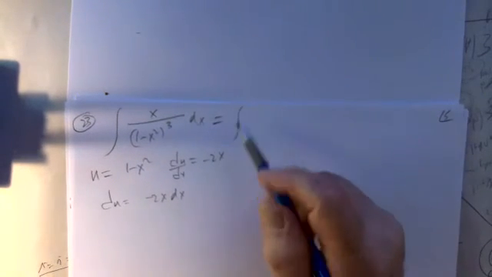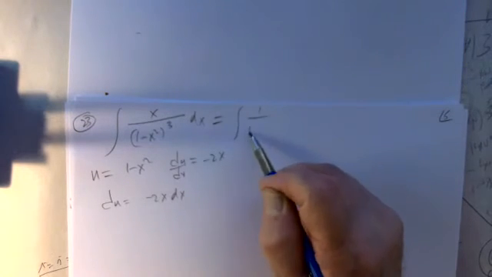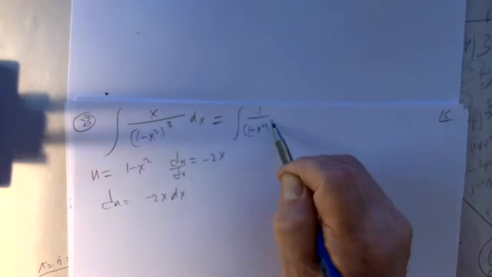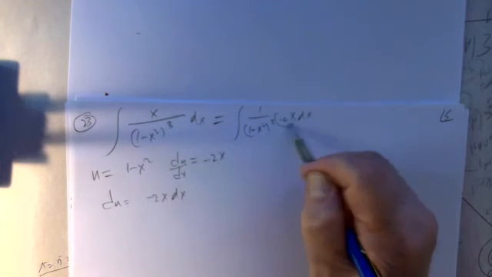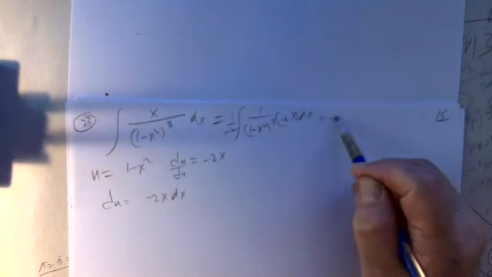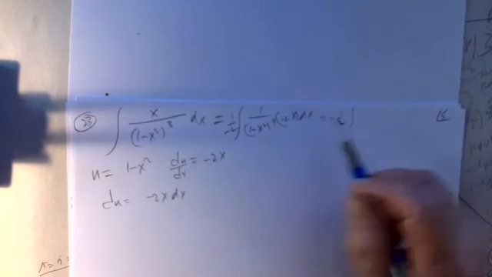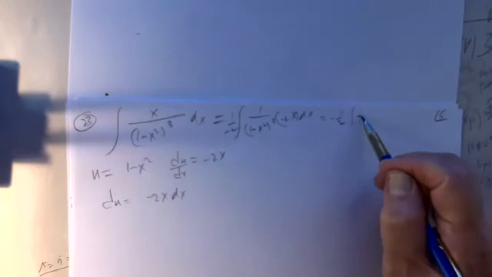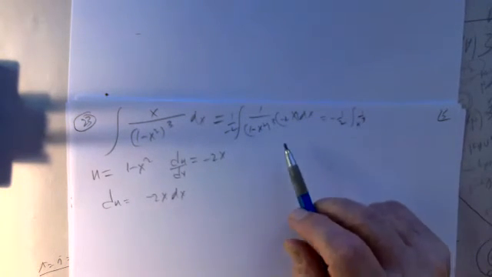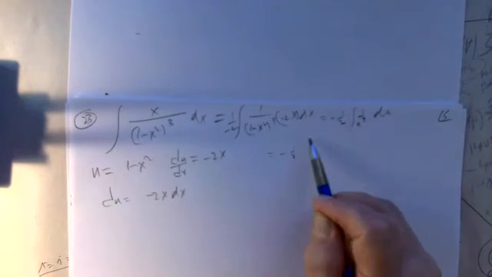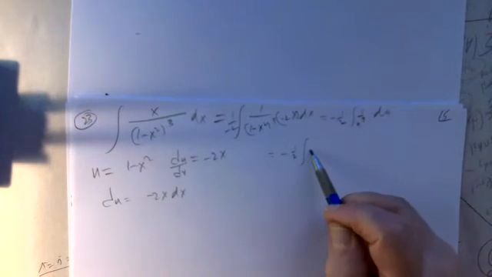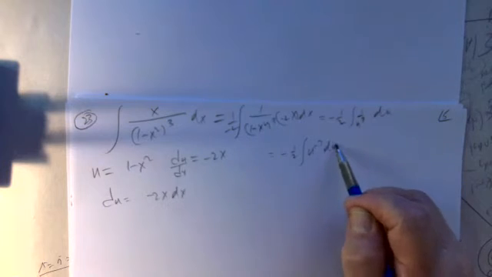So I can write this as follows. This is 1 over 1 minus x squared cubed x dx. And I like a minus 2 there, so I have to divide by minus 2. And now this is a correct equation. So this is minus 1/2 times 1 over u cubed du, or minus 1/2 the integral of u to the minus 3 du.